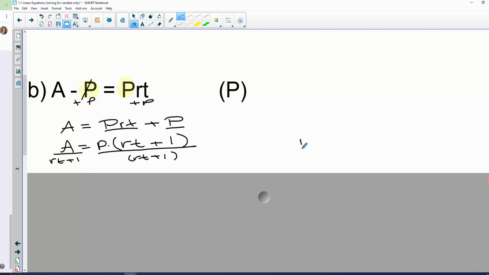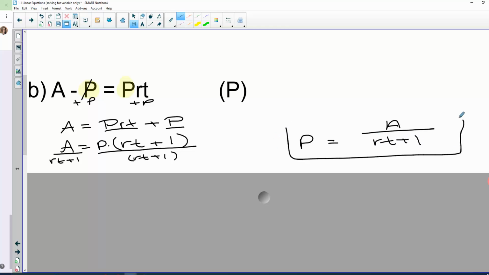So our p is equal to A divided by RT plus 1. I promise my handwriting will get neater, but I haven't written on my slate in 3 months, so it's taken me a minute to catch back up. Okay, so that one had an extra trick to it. Are we okay with that?